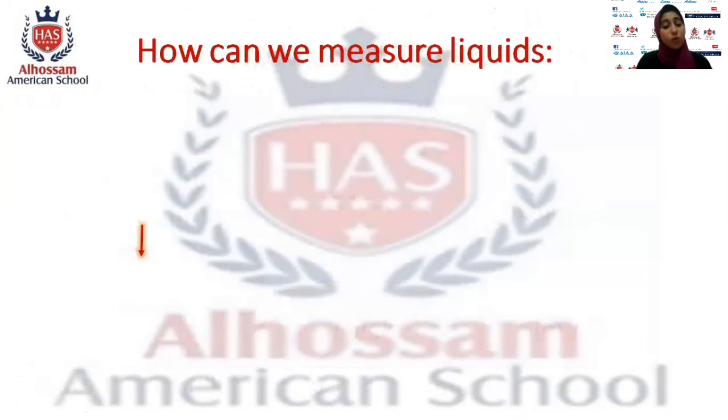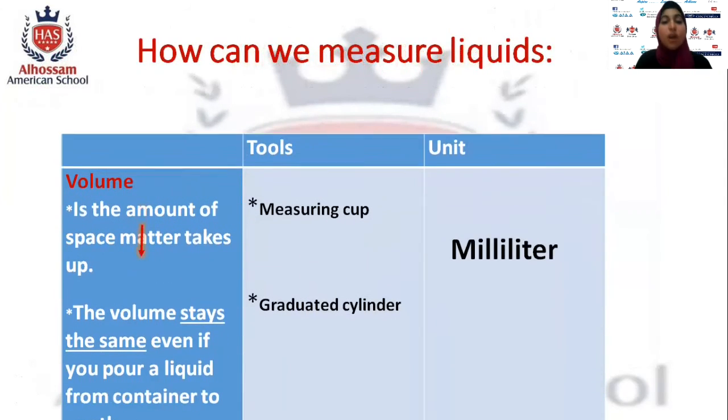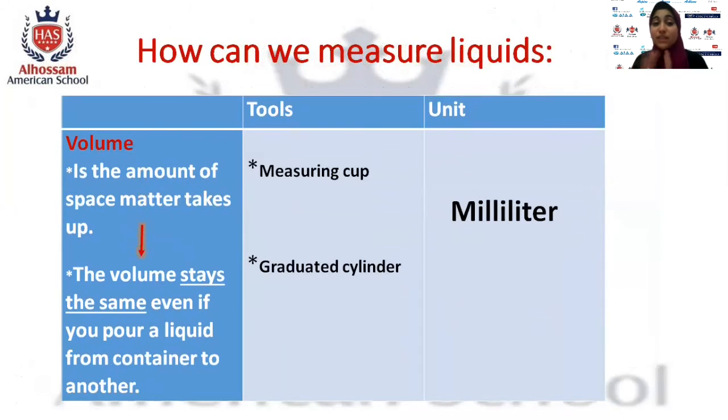How can we measure liquids? Number one, volume. Volume is the amount of space matter takes up. The volume stays the same even if you pour a liquid from one container to another. What are the tools we use to measure volume? We use a measuring cup and graduated cylinder. The unit of volume is milliliter.